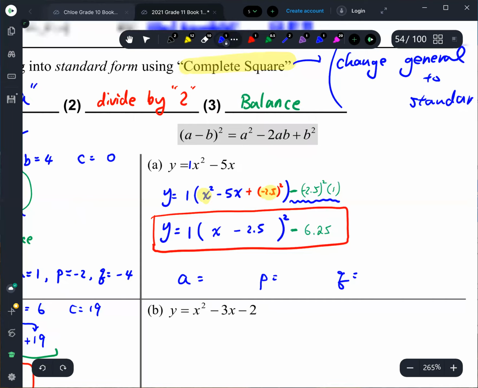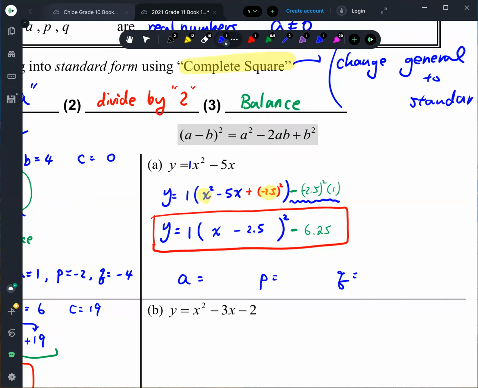All right, so what's the value of A? Aaron, value for A? A is 1. Yeah, okay. Wilson, value for P? Is it 6.25 or 2.5? Either one of them. Which one? 2.5, negative 2.5.